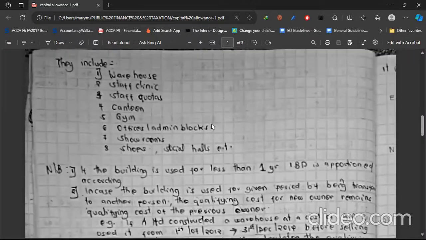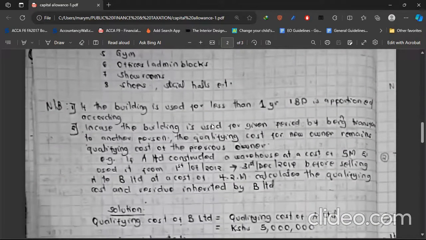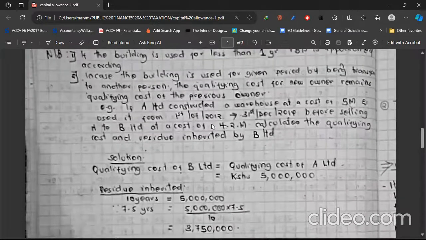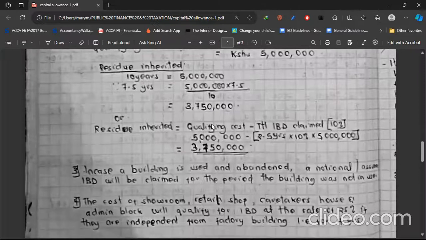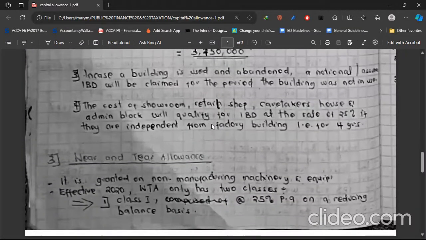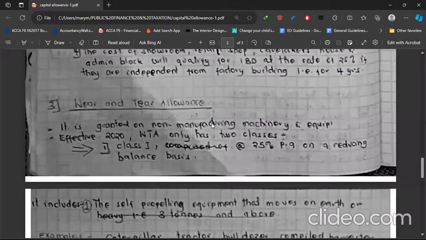These assets normally include warehouses, staff clinic, staff quarters, canteen, gym, offices, administration blocks, showrooms, shops, social halls, among other assets. That information about the cost is not important for you.